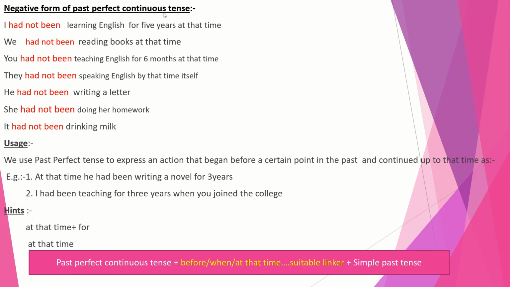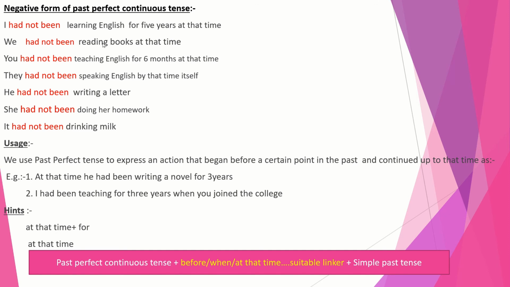Negative form of past perfect continuous tense. In the negative form, we do only one thing, that is add not to the auxiliary verb. So we have to add not only to the first auxiliary verb, that is had. So I had not, we had not, they had not. So only had not. I had not been learning English for 5 years at that time.